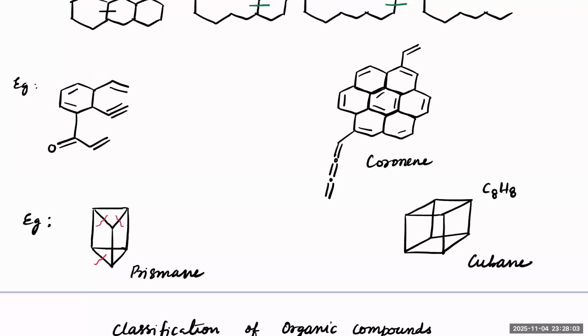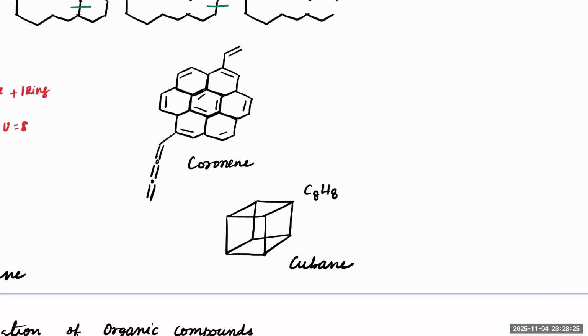Same way, if you compare this compound, now you notice how many pi bonds we have. Count the pi bonds: 1, 2, 3, 4, 5, 6, 7. So total number of pi bonds is 7. Now how many rings are present? Only one ring is present. So plus one ring. So that means the degree of unsaturation is how much? 8. Got it?